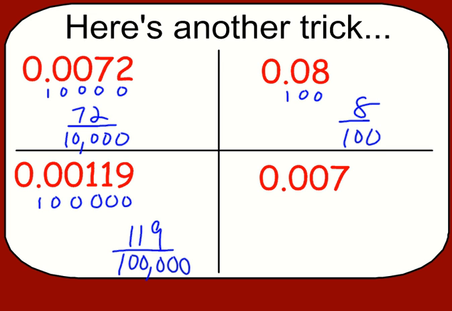Now, if you can just look at this decimal and you know it says 7 thousandths, then just go ahead and write 7 thousandths. But if you get stuck, you can use this little trick. Just put a 1 under the decimal, put zeros under the numbers. That would be 7 thousandths.